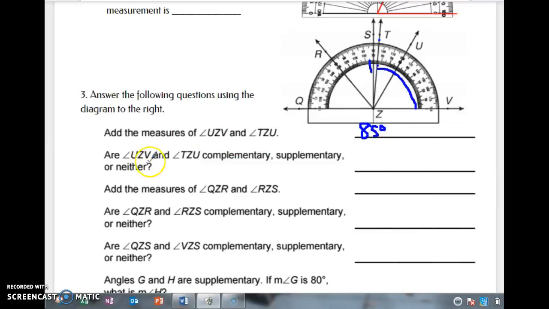Then it says, are UZV and TZU complementary or supplementary or neither? So if you added those two angles up, do they add up to equal 90 degrees, which is complementary? Do they add up to equal 180 degrees, which is supplementary, or is it neither? Well, since you just said that it is 85 degrees, that should tell you it's not complementary or supplementary, so you should write neither.